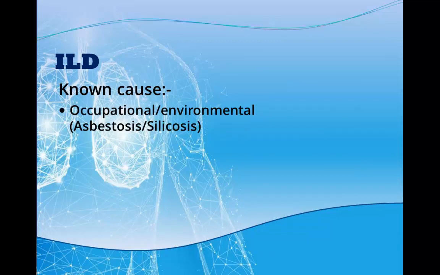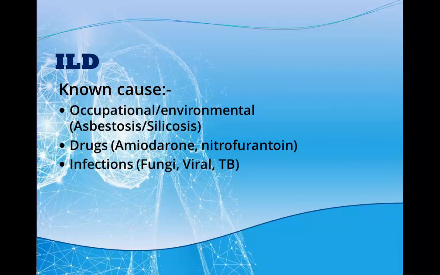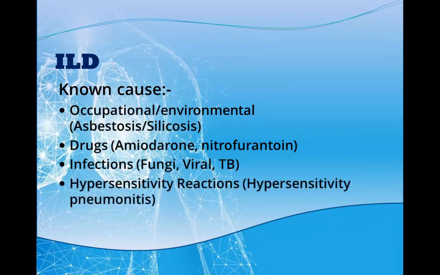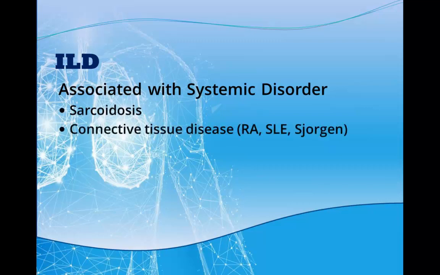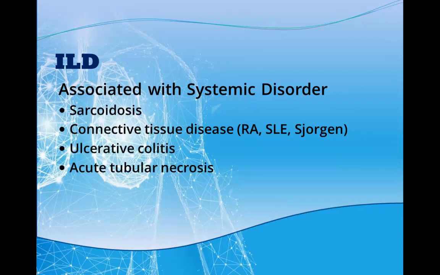The ones with a known cause include occupational or environmental diseases like asbestosis and silicosis or cotton workers' lung, drugs like amiodarone and nitrofurantoin, infections like TB, viruses and fungi. It could be a hypersensitivity reaction like hypersensitivity pneumonitis, which we call extrinsic allergic alveolitis, and gastroesophageal reflux disease. And you have those associated with systemic disorder like sarcoidosis, connective tissue disease, ulcerative colitis, and acute tubular necrosis.